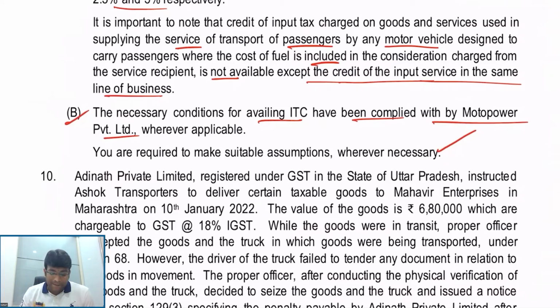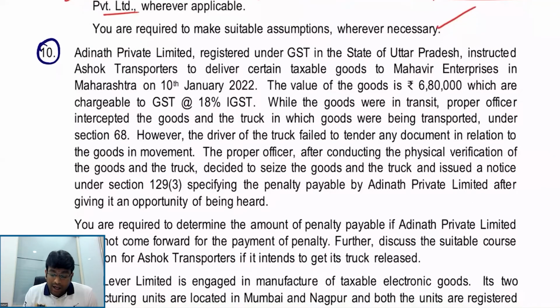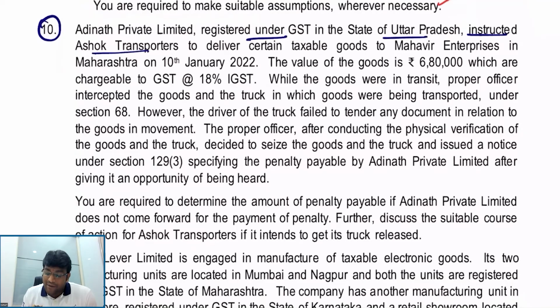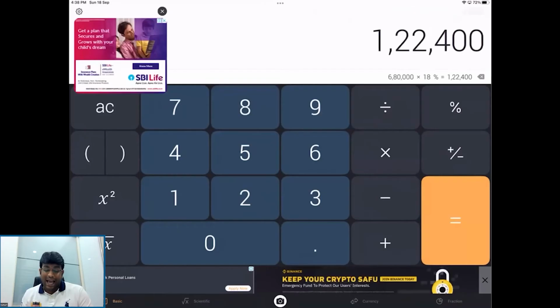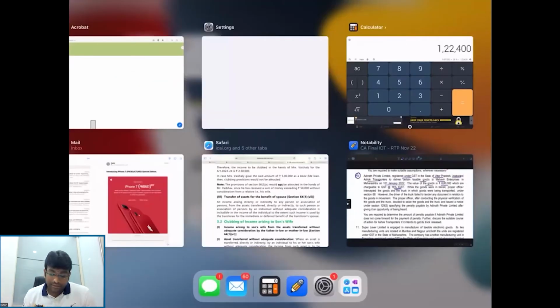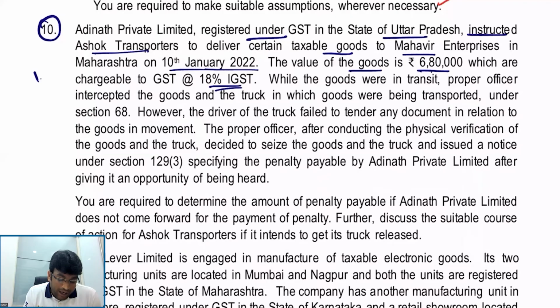Next interesting question, guys. Adinath Private Limited, registered under GST in the state of Uttar Pradesh, instructed Ashok Transporters to deliver certain taxable goods to Mahavir Enterprises in Maharashtra on 10th January. Value of the goods is 6,80,000, which is chargeable to 18% IGST. So 6,80,000 into 18% IGST, which is 1,22,400. Getting my point, everybody? That is the GST component.